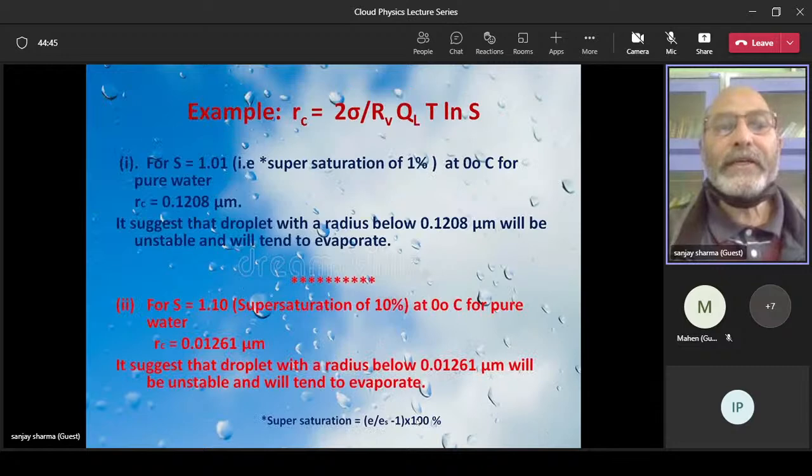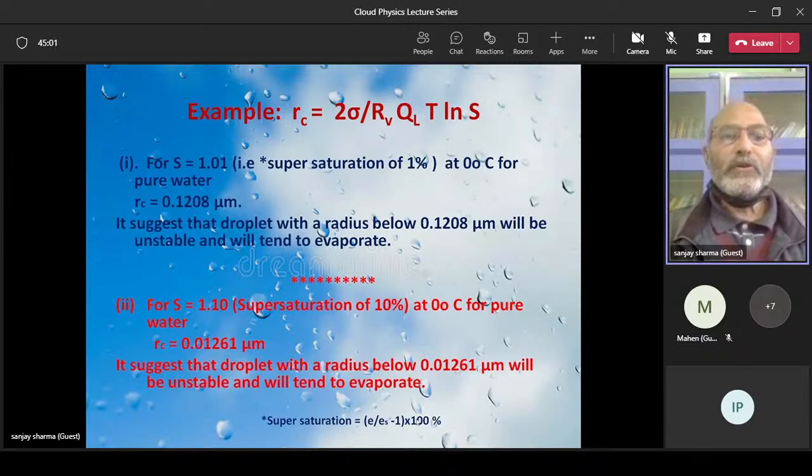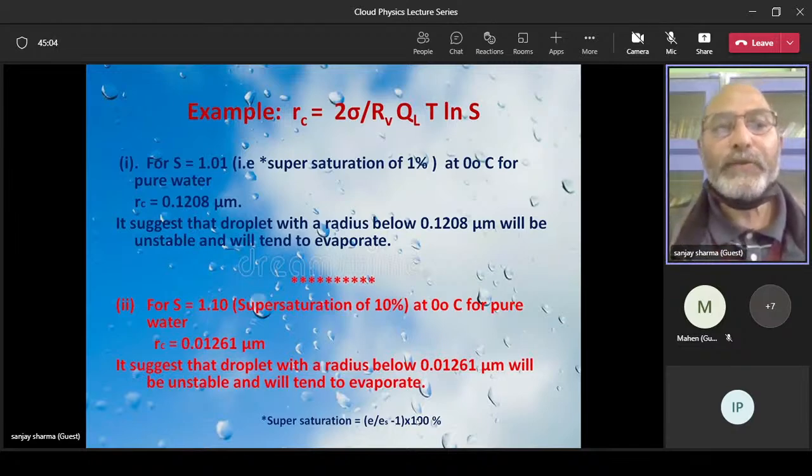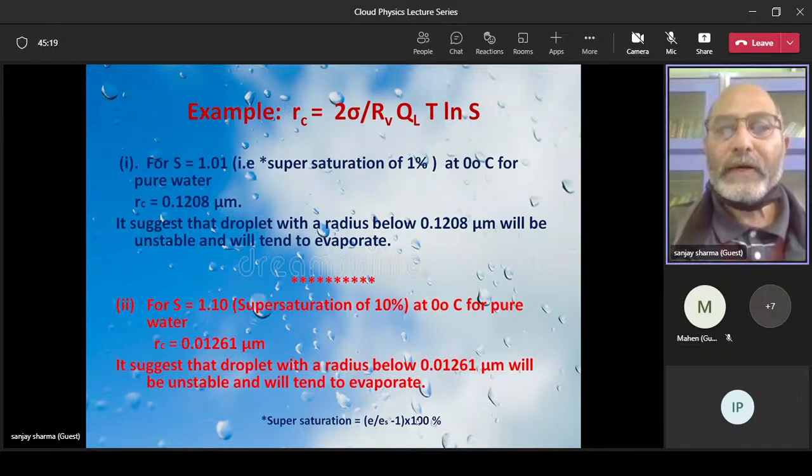Now, we'll just take an example to get the feel of the critical size of a droplet. If you see the formula here, S is the saturation. If saturation is 1.01, it means a supersaturation of 1 percent at 0 degree centigrade. For pure water, if you put the value of surface tension, gas constant, and other parameters, with temperature at 0 degree centigrade, the critical radius comes out to be 0.1208 micrometer.